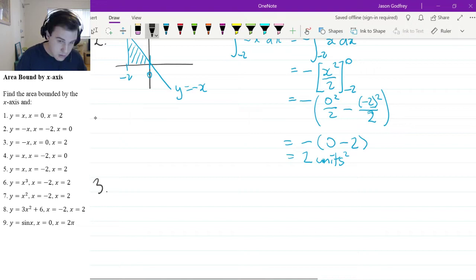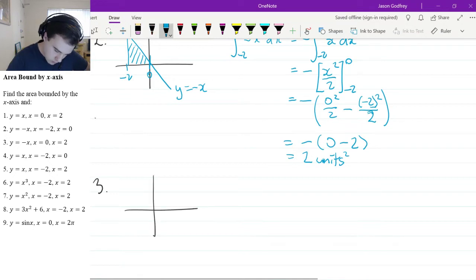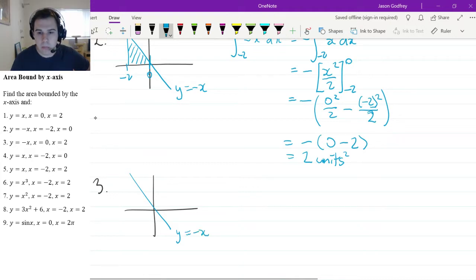Okay, so here's number 3. So we've got the area bounded. By the way, another word for bounded is enclosed, it's closed in by these things. Okay, y equals negative x, so same equation as before, y equals negative x, and x equals 0 to x equals 2. So this is the region that we're looking for.